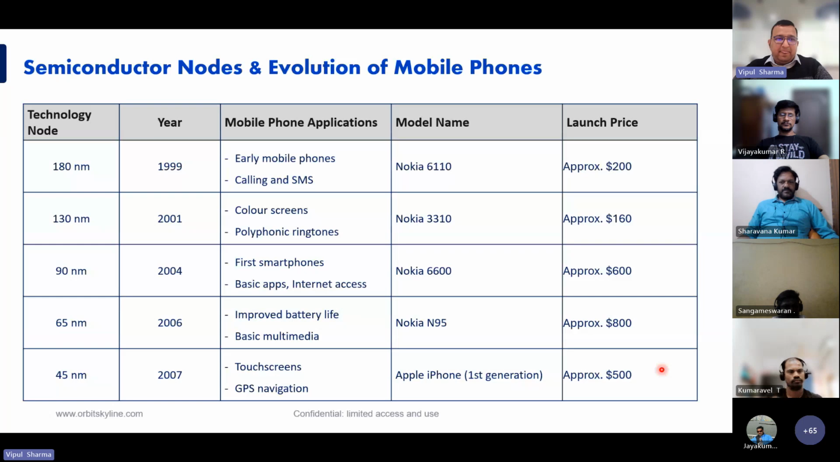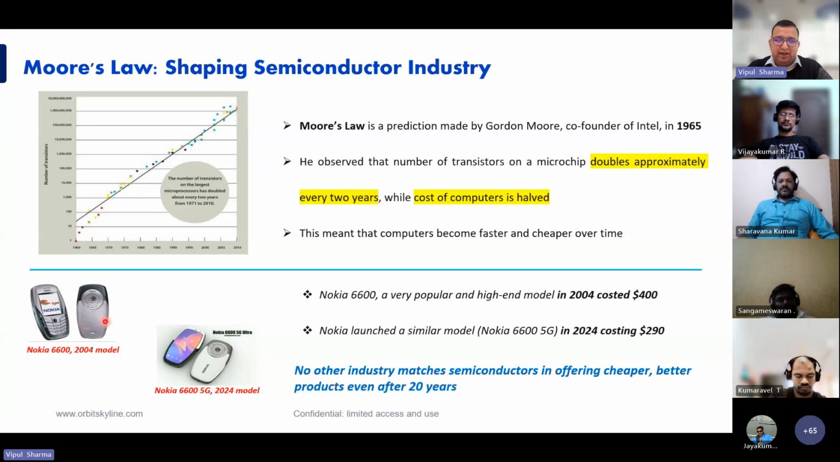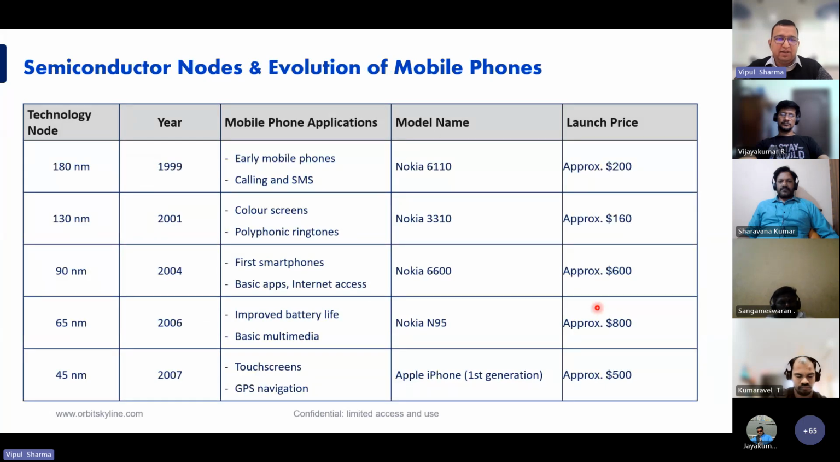Okay, so I talked about technology node, and I also mentioned that after every 2 years, the technology node improves or decreases, and this is the comparison. With every technology node, we also saw the new models that were the leading edge models at that time, what kind of features they had, and what their launch price was. So this is just to show you the comparison, rather than from point to point, I'm now taking all the points in between.